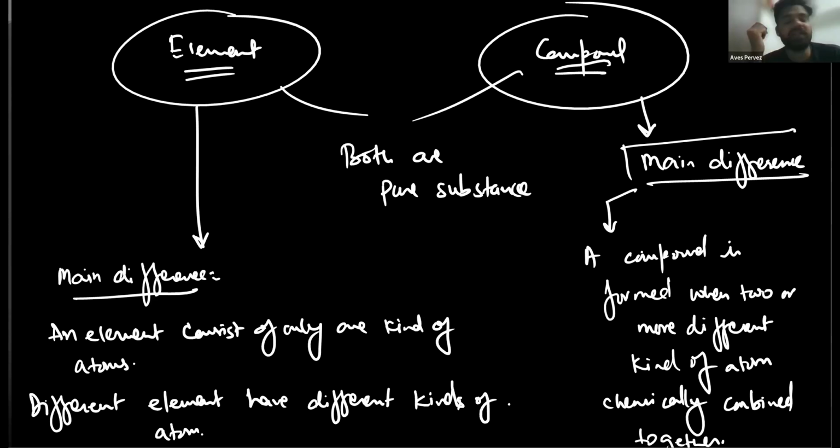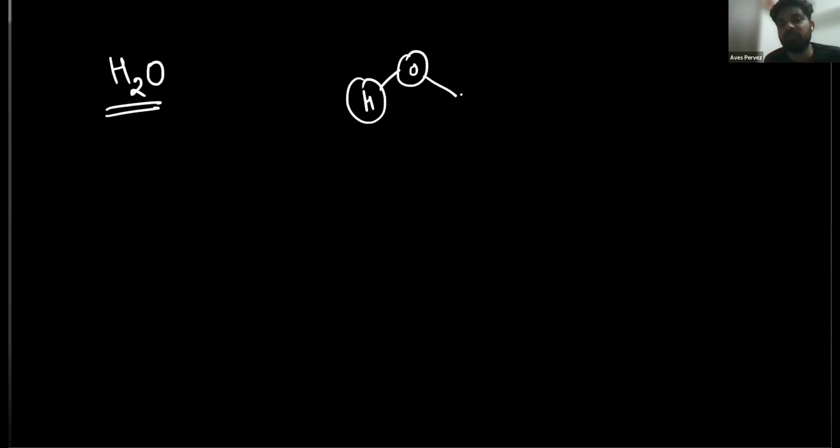Means they have a bond. They are bonded. Okay. For example, if I'm saying what is a compound, let me explain. If I have carbon dioxide or water, water is H2O: 2 hydrogen atoms and 1 oxygen atom combined together, and they form a compound.